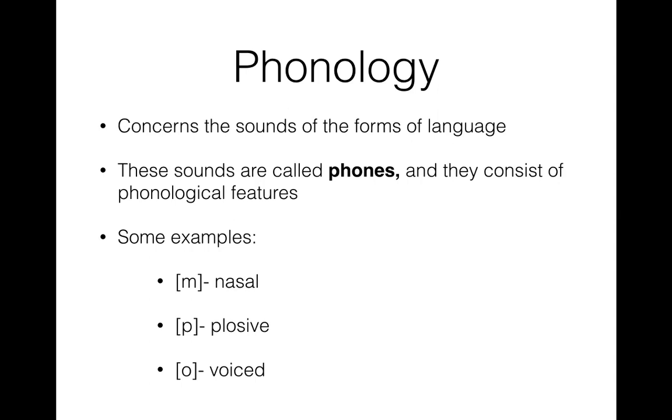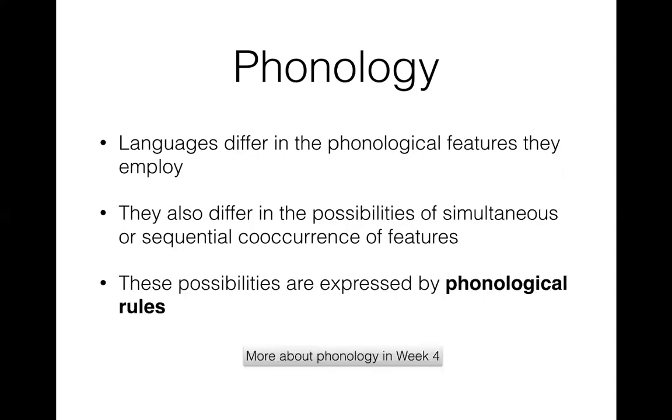So we have m, written in those square brackets there to suggest that that's a phone. M is a nasal, p is a plosive, and O is a voiced vowel sound, but you can call it a voiced sound and then have extra terminology to describe how O is different from U or E, the different vowels. Now, why is phonology important to sound systems, and why is it important to us in Linguistics 151? Because you can have different languages with different phonological features.